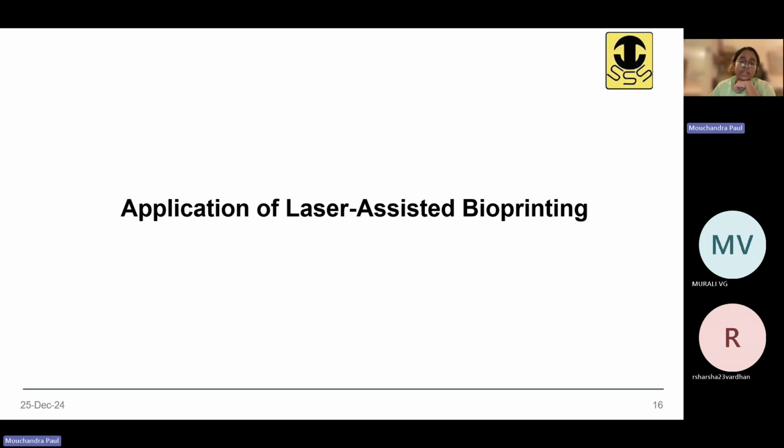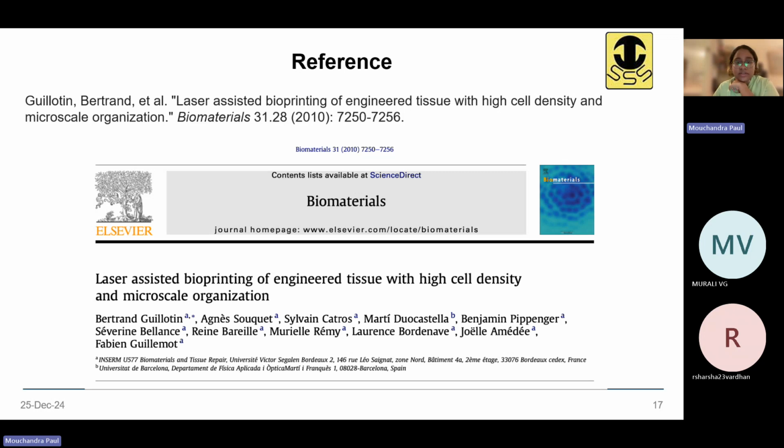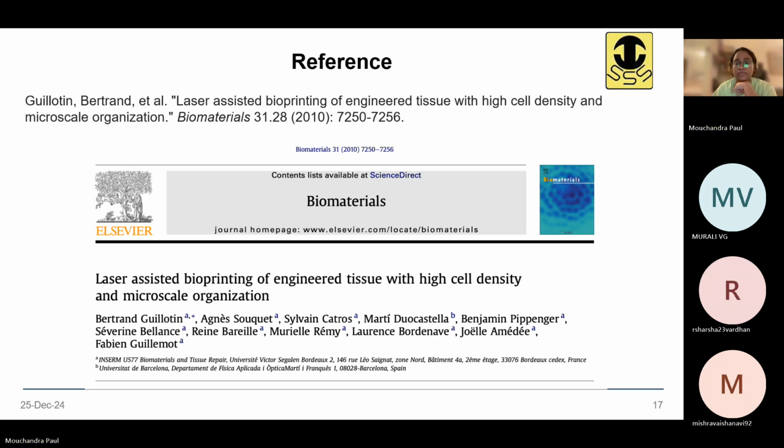So let's move on and discuss a paper where they're using this laser assisted bioprinting, first optimizing the process parameters, and then using the optimized process parameters to print multiple cell types and also print a bit more complicated geometry. So it's a very fundamental paper, very good for understanding how this technique works. This is the paper that I'm using. It's published in Biomaterials in the year 2010.